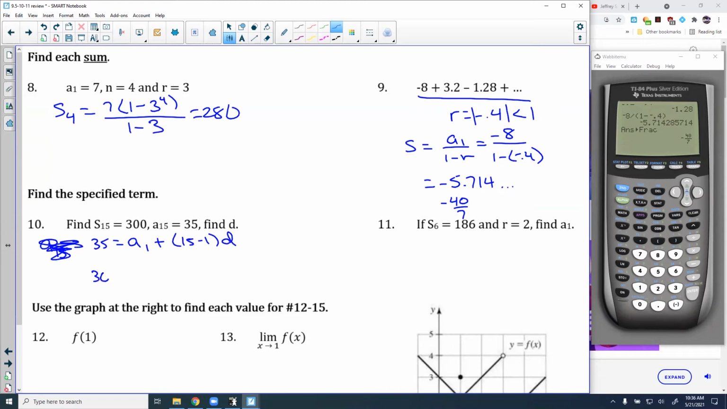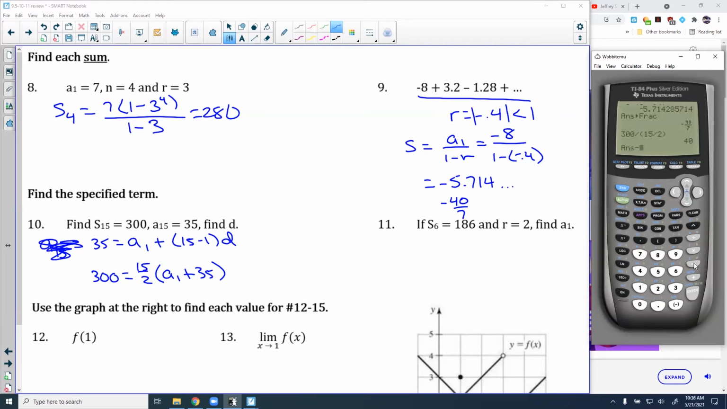Well, the sum is 300, and that's 15 terms over 2. A sub 1 plus, and then a sub 15 is 35. So we can actually use this formula to find a sub 1. So let's take 300, and we're going to divide by 15 divided by 2, which is what, 7.5?